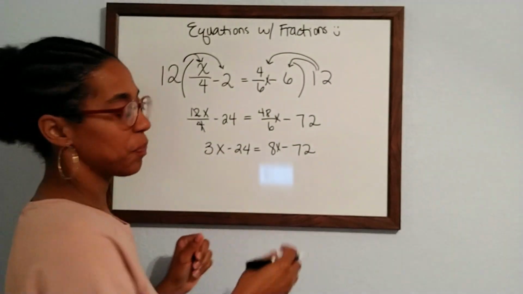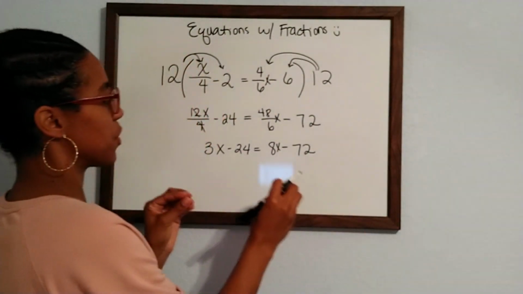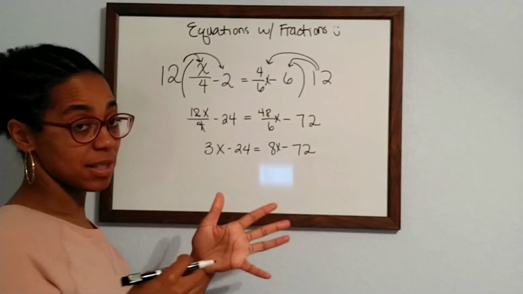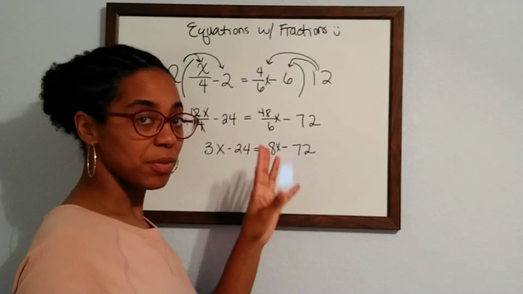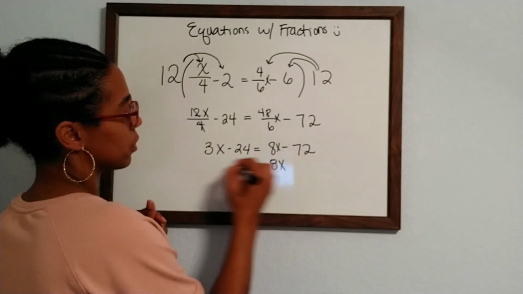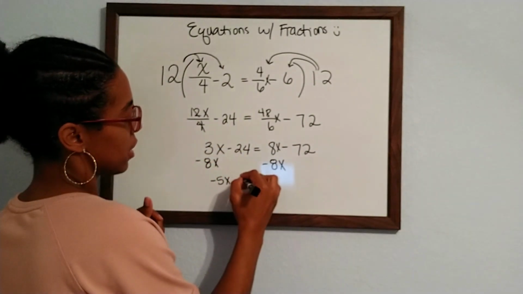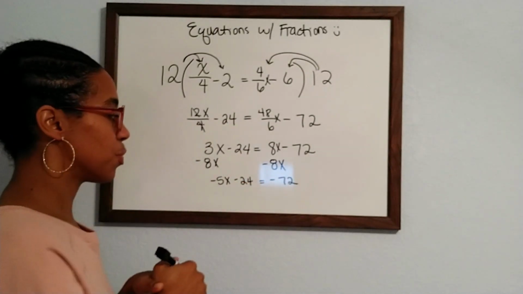What do I need to do? Get all my numbers on one side, get all my letters on the other side. Now, if you want your x's to stay positive, you would move the smaller number over here. But if you don't care, I like all my x's on the left side. So I'm going to subtract 8x. That'll give me negative 5x minus 24 equals negative 72.